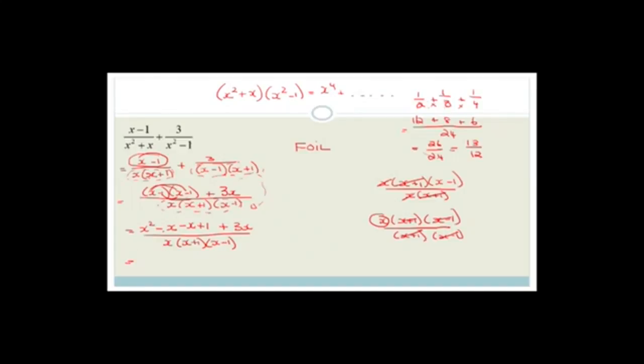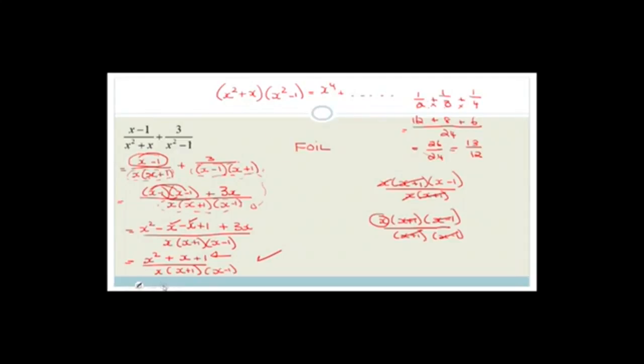So what do we have? Now we need to add up our like terms. Okay, we've got x squared minus x minus x is minus 2x. Plus 3x is plus x plus 1 all over x plus 1 x minus 1, and that there is not factorizable, so you are finished, you are done with your answer. Okay, so there you can see how we've used our knowledge of difference of two squares and our knowledge of taking our common factors to find a common denominator, the lowest common denominator that we can use in the sum.